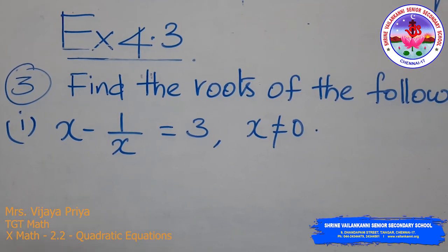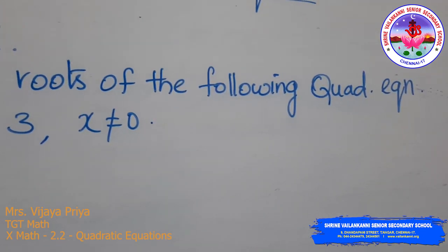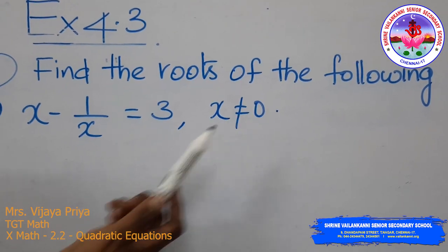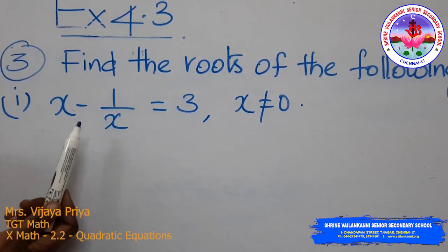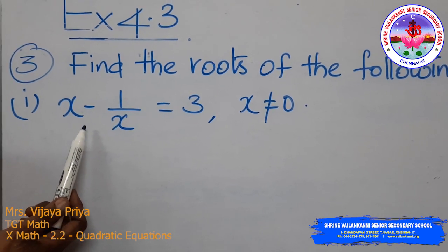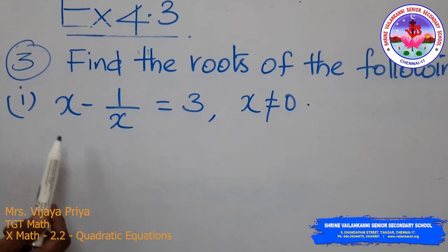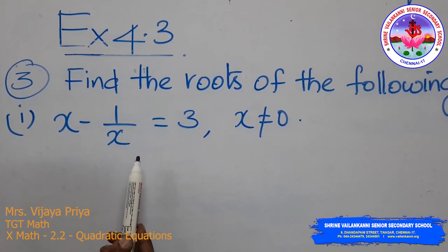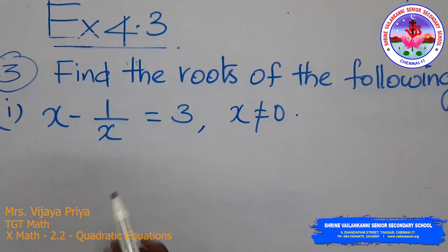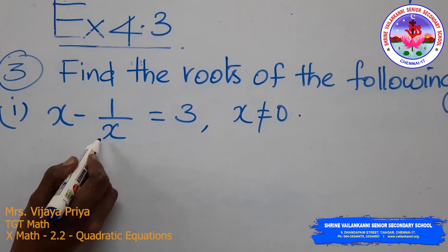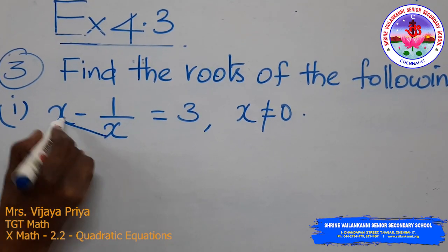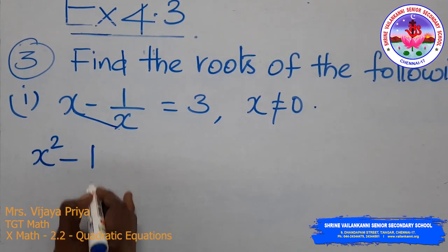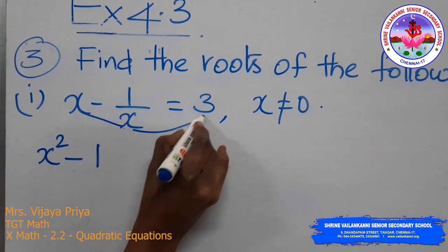Third problem, find the roots of the following quadratic equation: x minus 1 by x is equal to 3, where x is not equal to 0. So he has given the equation in this form. I want to make this in terms of a quadratic equation, that is, you should have x power 2. So I am going to make this in the form of a quadratic equation, then I am going to use my quadratic formula. So here how will I simplify? I want to take the LCM now. So multiplying x into x, it becomes x squared, minus 1 remains as it is, and this x should also multiply with 3.